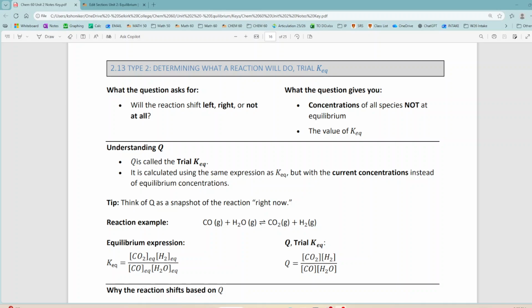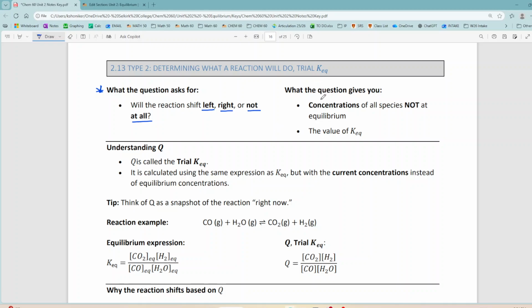All right, let's move on to our type 2 questions. So our type 2 questions are titled Determining What a Reaction Will Do, Trial KEQ. For these questions, again, this will make more sense when you're looking back, but what the question is going to ask for is very specific. It's going to ask, will the reaction shift left, right, or not shift at all? So it's very specific wording.